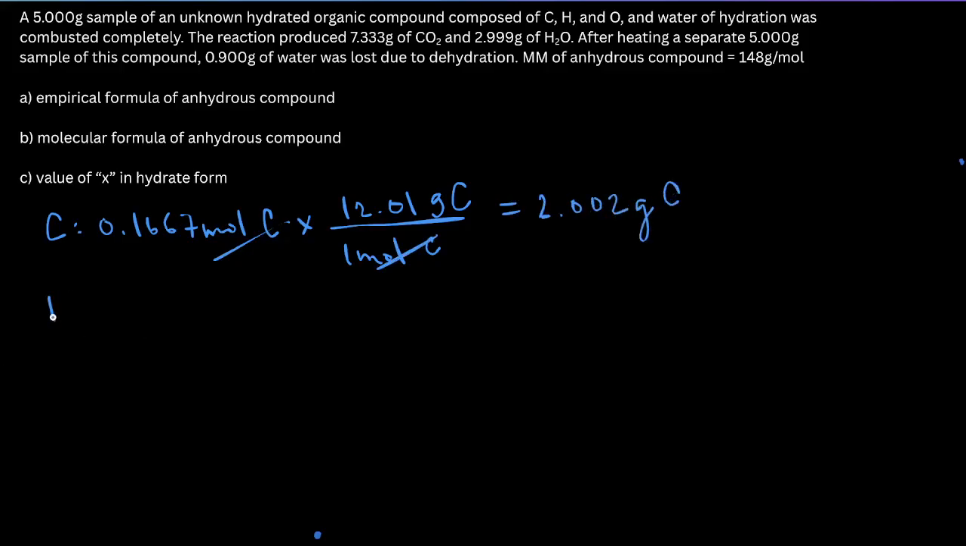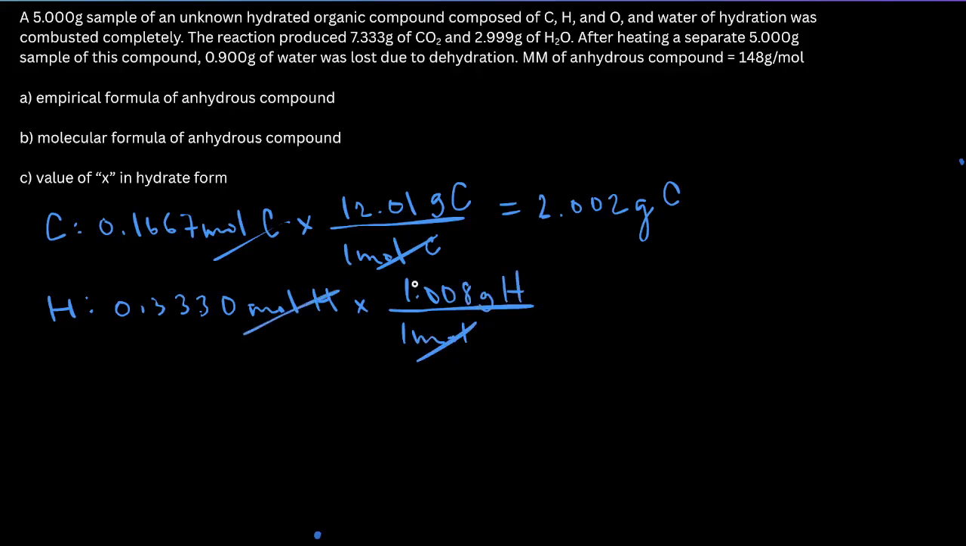Same exact deal with our hydrogen: 0.3330 moles of hydrogen multiplied by the molar mass from the periodic table, cancel out moles, gives us 0.3357 moles of hydrogen. Excuse me, that should be grams of hydrogen.